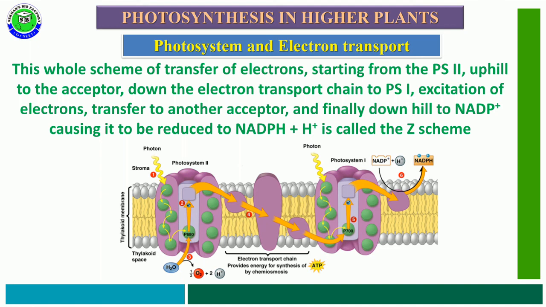Finally, due to electron transport, the NADPH plus H plus molecule is formed in the stroma of the chloroplast.